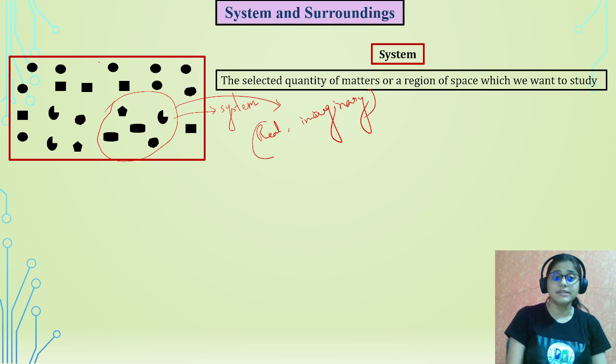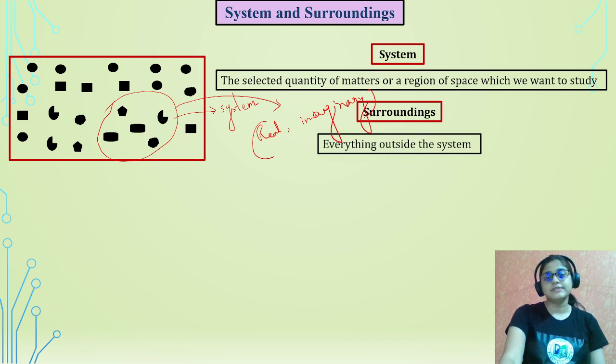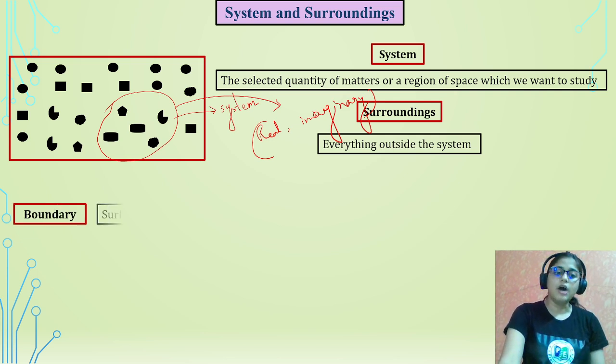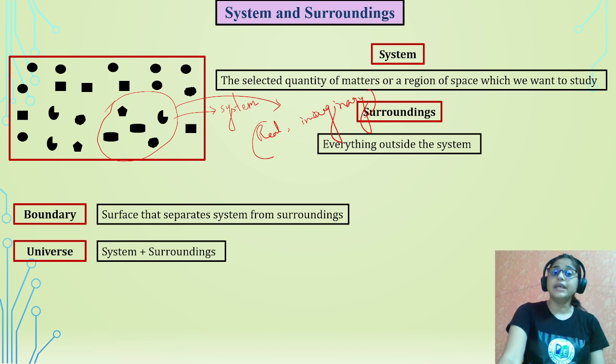The other thing, the surroundings. So what is surroundings now? Surroundings is everything outside the system which we are not studying. We are studying a little bit of part. Other than that is the surroundings. Now boundary, I have talked about it. It is the surface that separates system from surroundings. And universe is system plus surroundings. Here, universe will be this kind of room or this whole structure.